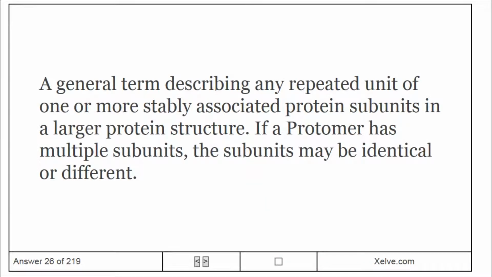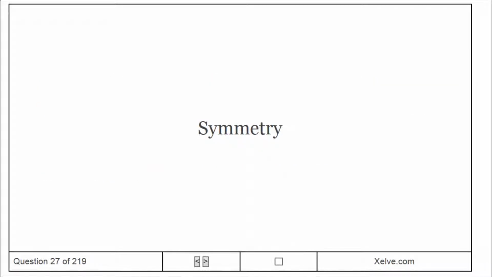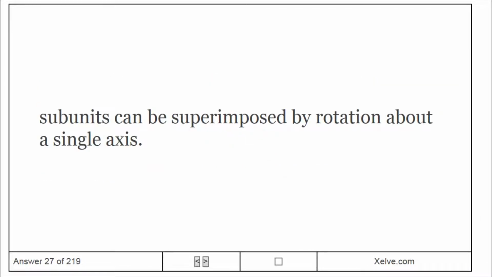Protomer. A general term describing any repeated unit of one or more stably associated protein subunits in a larger protein structure. If a protomer has multiple subunits, the subunits may be identical or different. Symmetry. Subunits can be superimposed by rotation about a single axis.